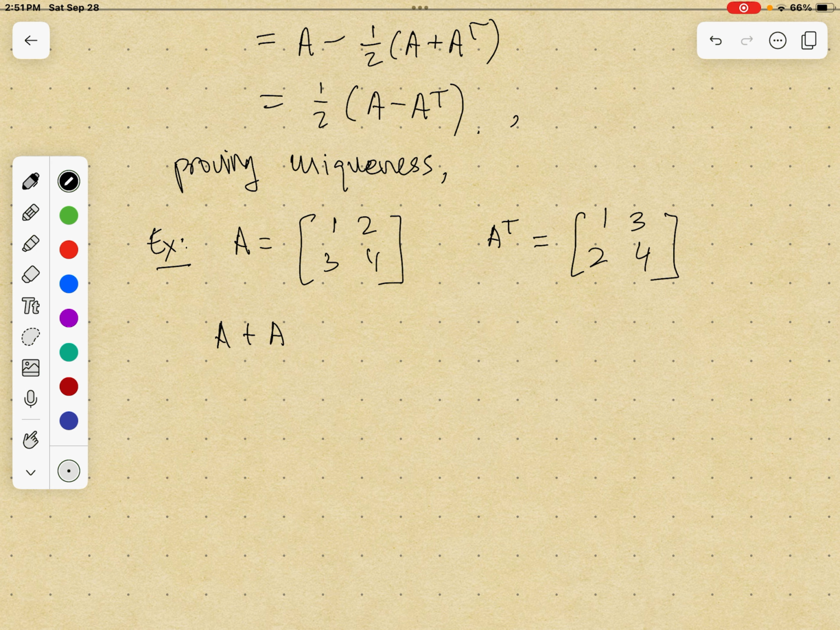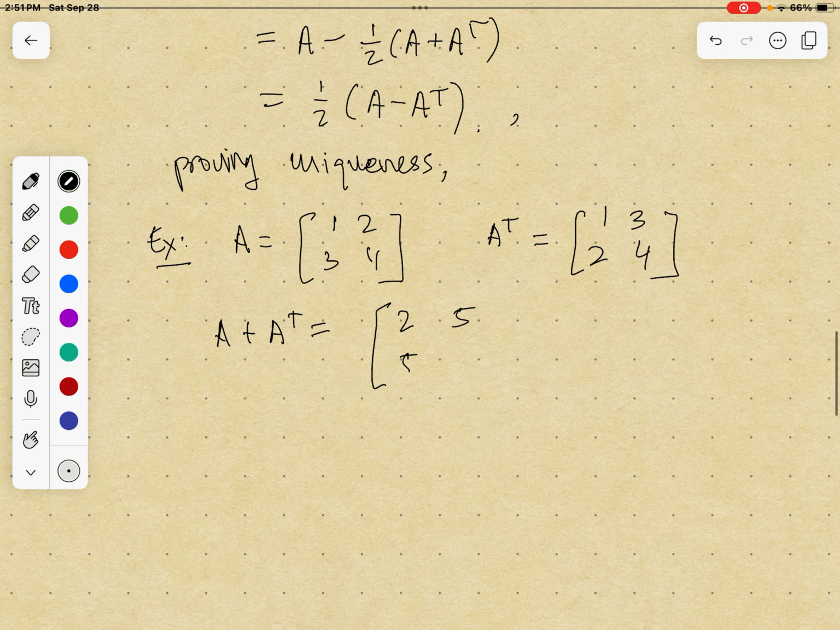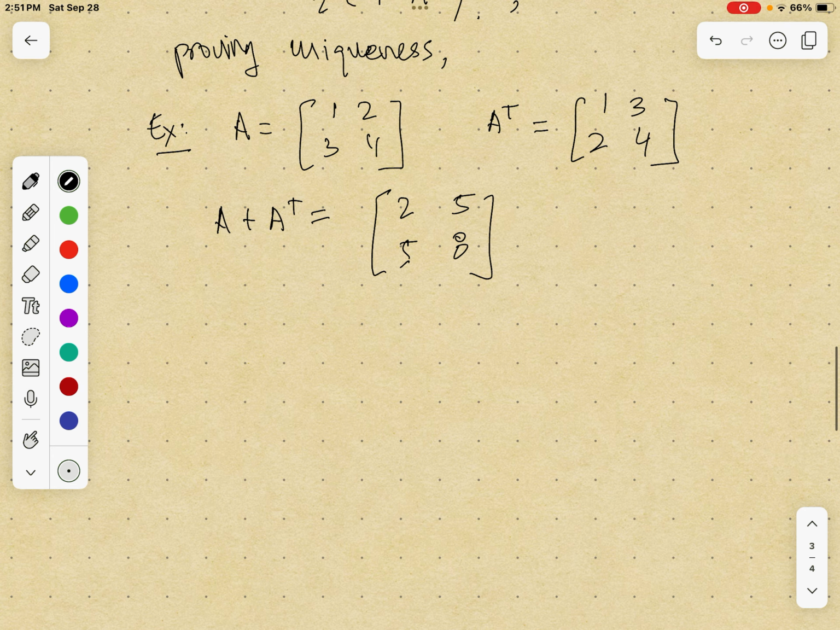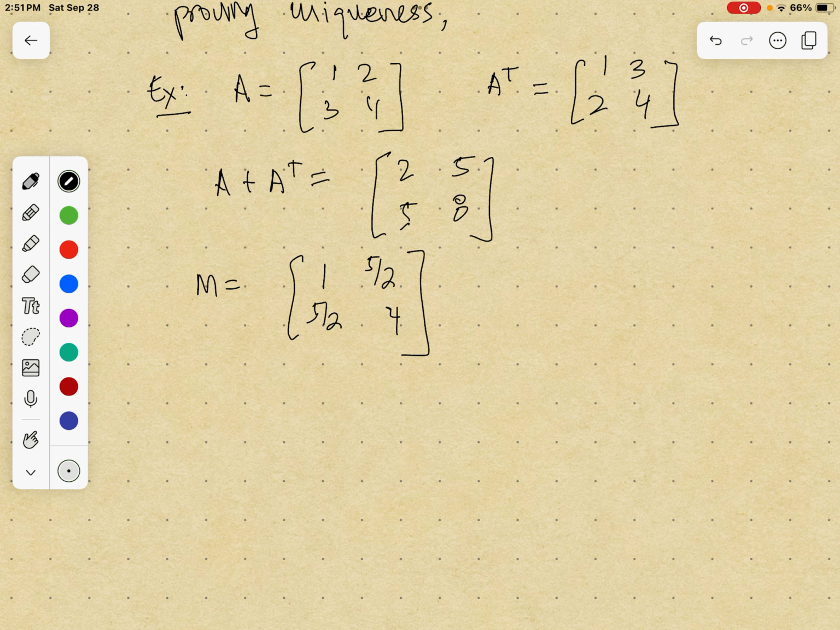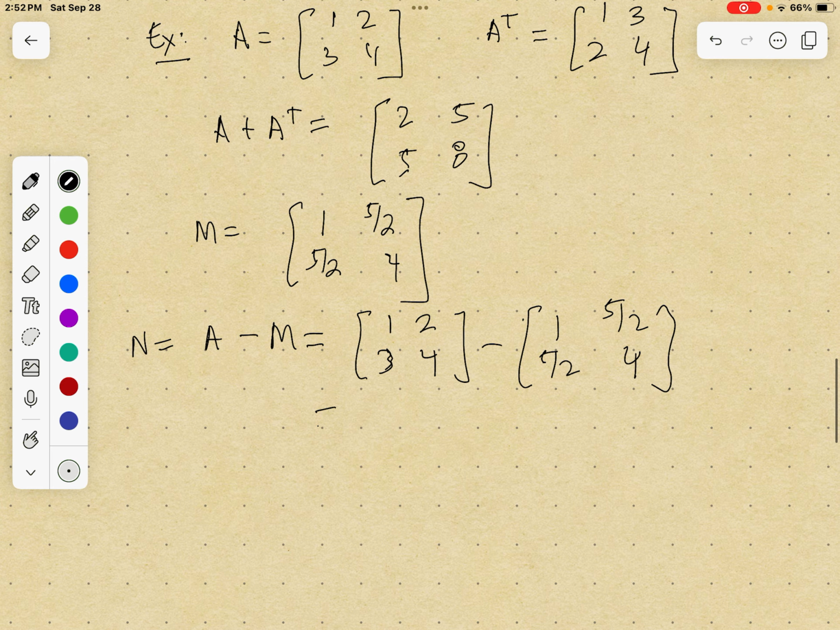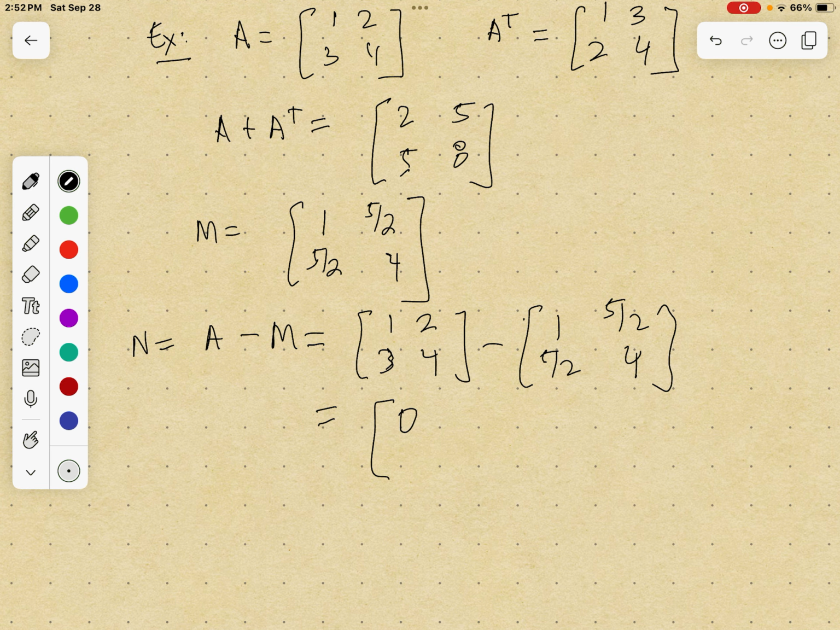And so A plus A transpose is going to be 2, 5, 5, 8, right? And so M is going to be 1/2 of that. That's going to be 1, 5/2, 5/2, 4. And this is in fact symmetric. And now to figure out what N is, we just do A minus M, right? N is equal to A minus M, and that's going to be 1, 2, 3, 4, minus 1, 5/2, 5/2, 4. And this is going to be 0, negative 1/2, 1/2, 0.